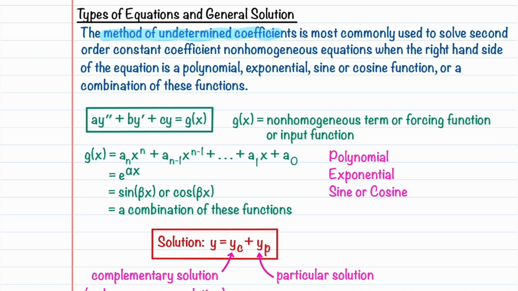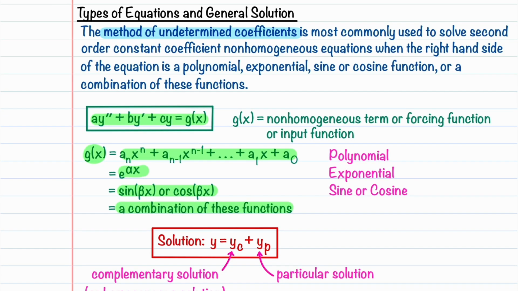The method of undetermined coefficients is most commonly used to solve second-order non-homogeneous equations like this one down here. And the right-hand side of this equation that we'll call g of x is either a polynomial, an exponential function, a sine or cosine function, or a combination of these functions. G of x is called the non-homogeneous term, or it's also called the forcing function or the input function.